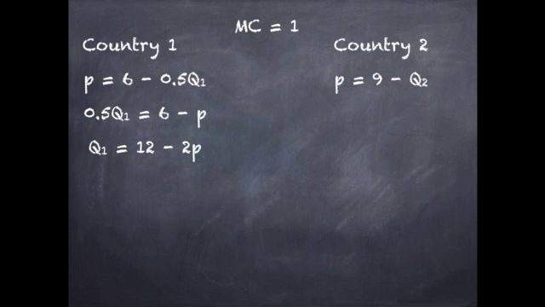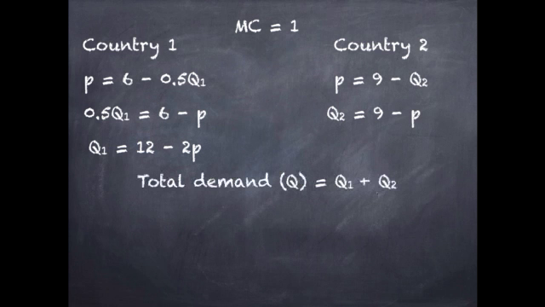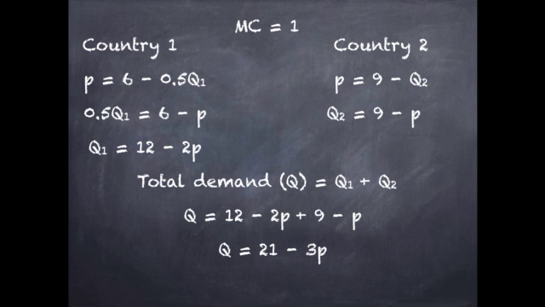1. We do the same thing for country 2. We're going to try to solve for Q2. So we're going to add Q2 and subtract P. So we end up with Q2 is equal to 9 minus P. So now we have the demand function for country 1. We have the demand function for country 2. Now we can add those two demand functions together, those two demand curves, and that will give us the total demand for when prices are below 6. So if we do that, we get Q is equal to 12 minus 2P plus 9 minus P. And if we simplify that, we get Q is equal to 21 minus 3P.